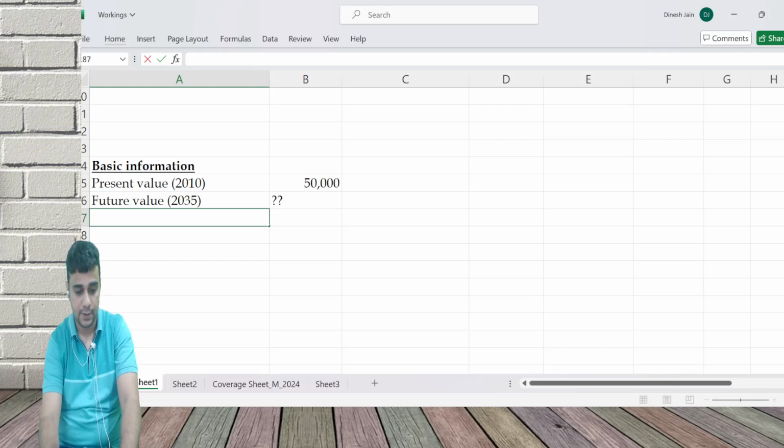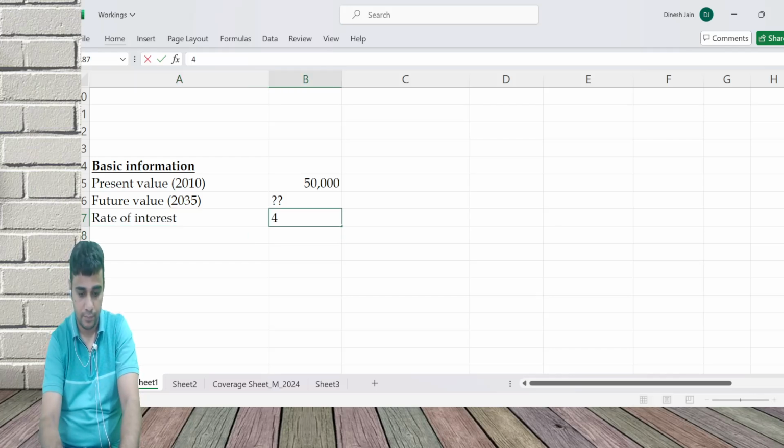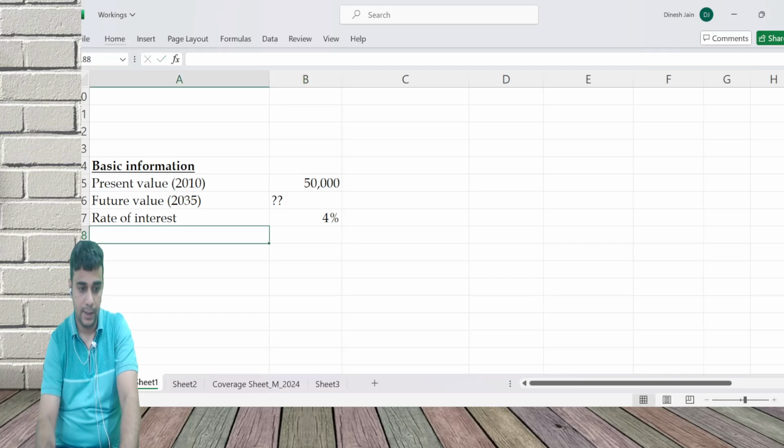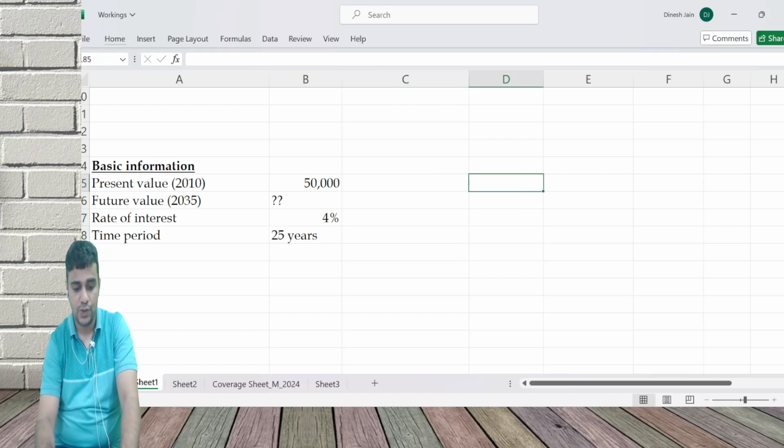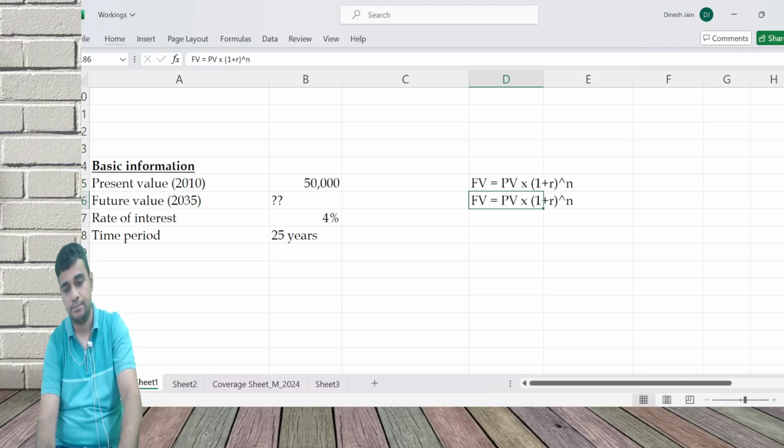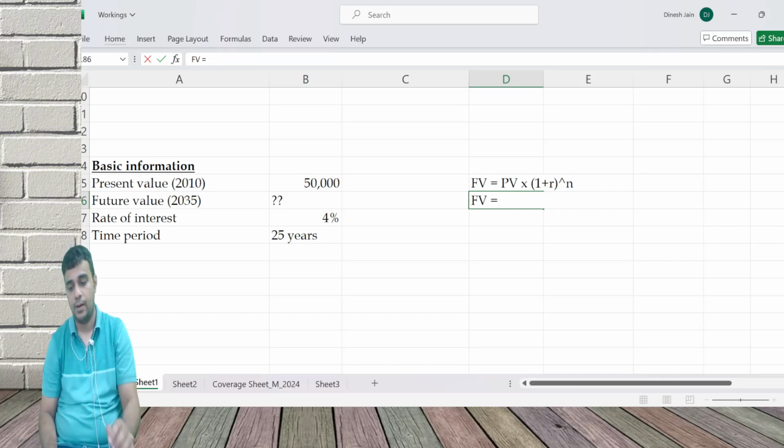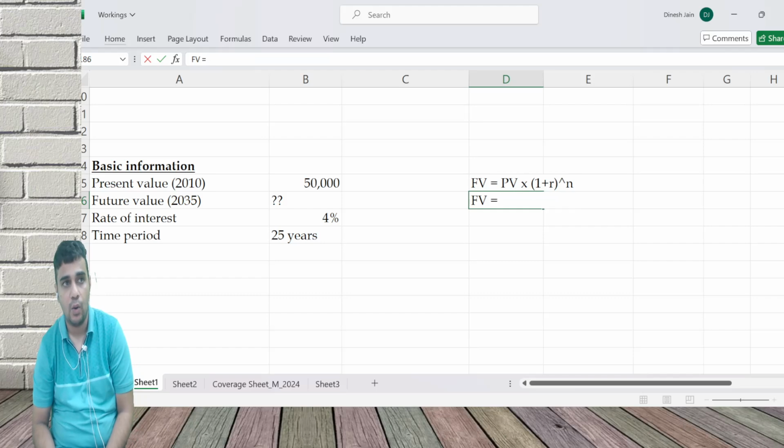Rate of interest. Time period. Future value is equal to present value into 1 plus r whole power n.